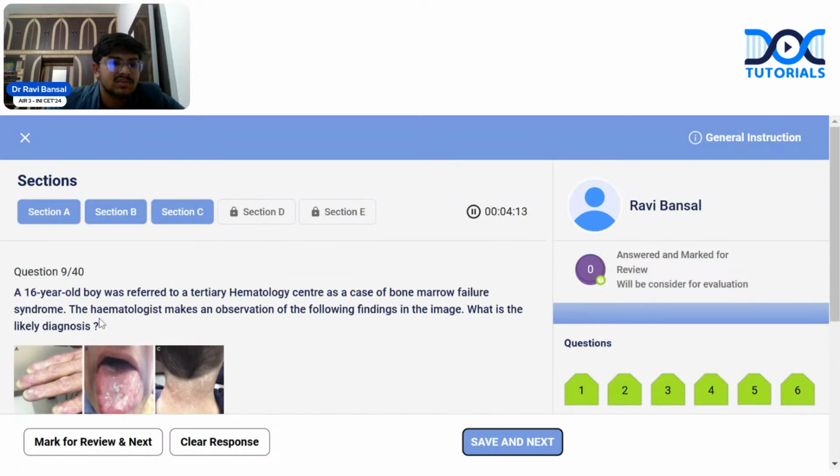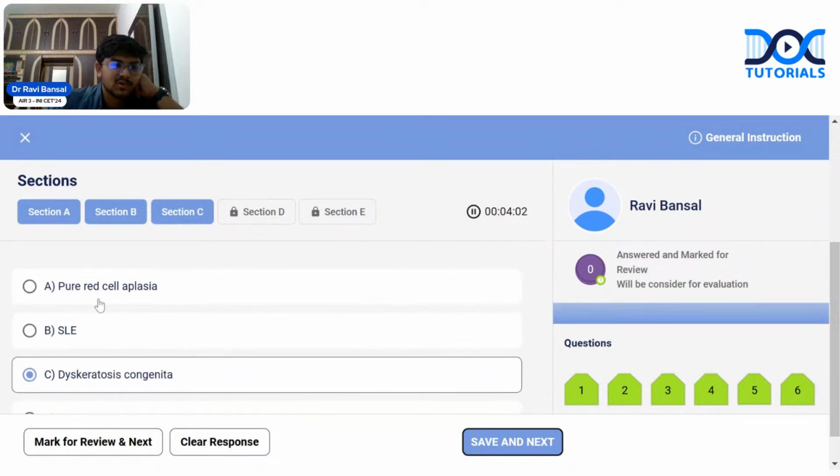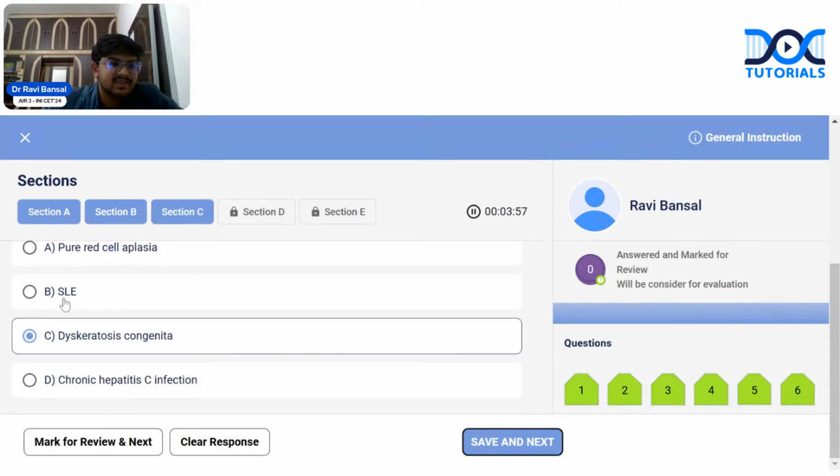So this question, I had just some idea. This is bone marrow failure plus some ectodermal changes they have shown. There's some tongue defect and some nail and skin changes. Pure red cell aplasia, I do not remember these skin changes. Hep C and SLE cannot be answers. So these are pakka ruled out.